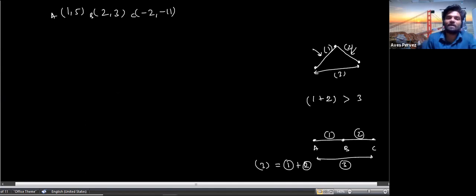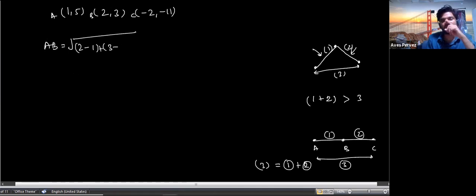So let me calculate this. I'm writing AB as the distance. I'm taking this one as x2; I can take any, you can choose any, it's your choice. So you can write (2 minus 1) whole square plus (3 minus 5) whole square. Then this will be (1) square plus (minus 2) square.